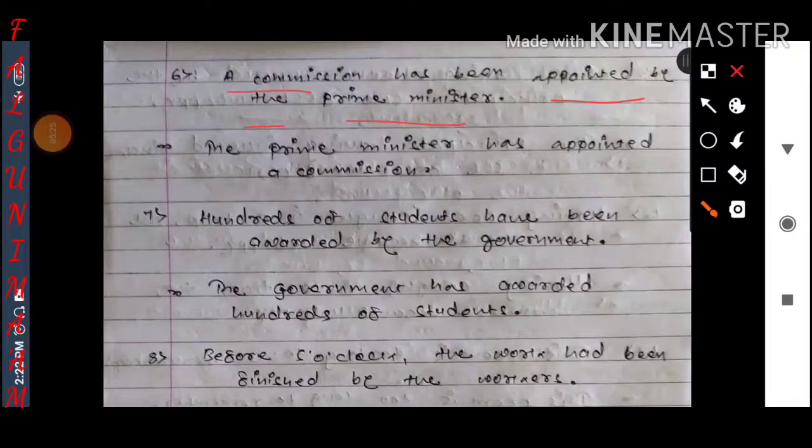A commission subject has been appointed, verb, the Prime Minister object. Now it's time to convert into active one. So our object जो है वो subject बनेगा. The Prime Minister has been removed because it's not passive, it's active one. That's why appointed remain appointed, a commission. The Prime Minister has appointed a commission.